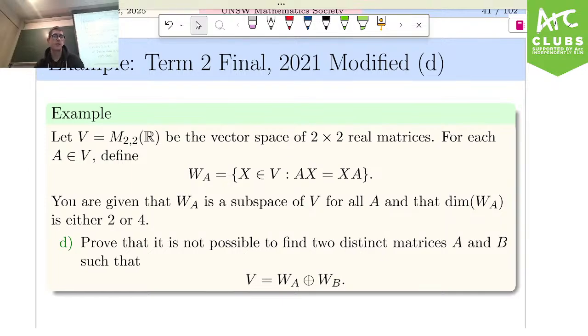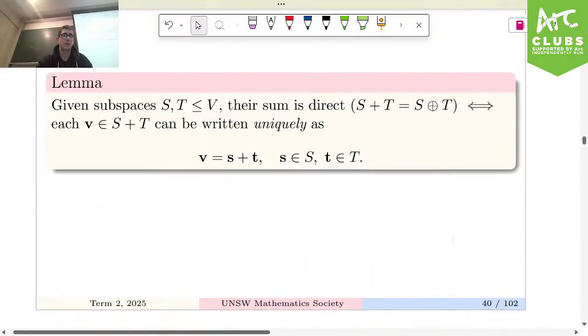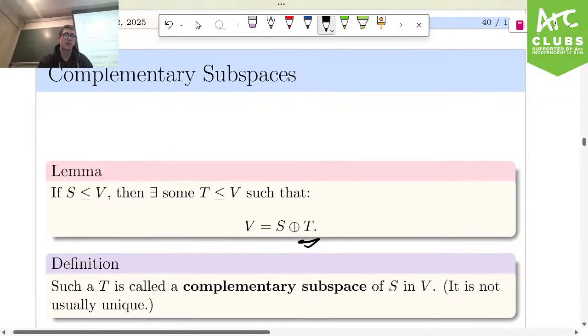We want to show that it is not possible to define matrices A and B such that V equals W_A plus W_B. So you might think immediately that that goes against what I was speaking about before, where there always exists that complementary subspace T given some subspace S such that V is the direct sum of S and T.